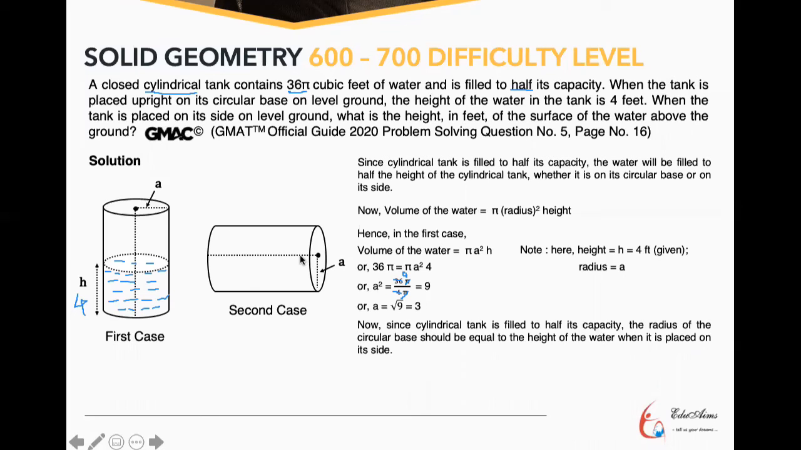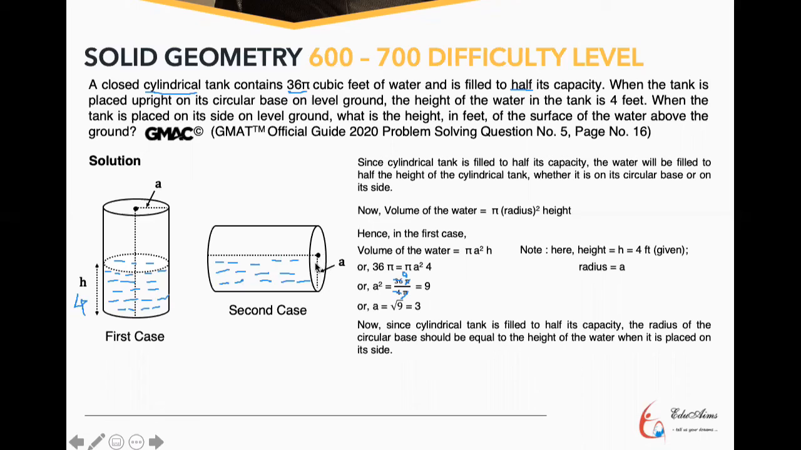So when the cylindrical tank is placed on its side, the water level will be equal to the radius of the circular base. So if I draw the water here, this part is filled with water. Remember, the volume of the water is half the volume of the cylinder. So it's going to fill up half this entire height, and this entire height will be the diameter of the circular base. So obviously half the height would be the radius of the circular base.